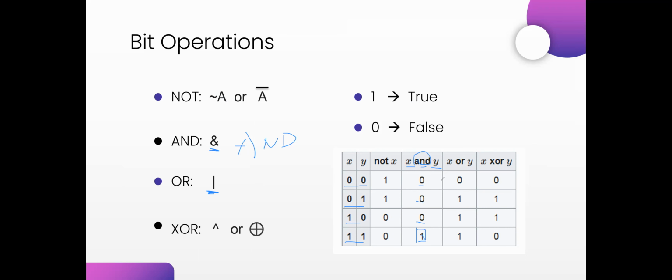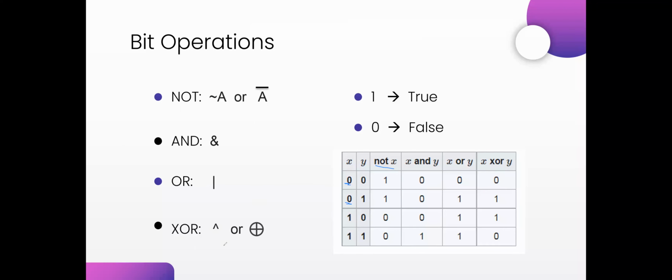This is and. And the same thing for or. If you have a 1, you are going to get 1, okay? And the not is very simple. Not x, I'm just going to flip the sign. The last one is called XOR.